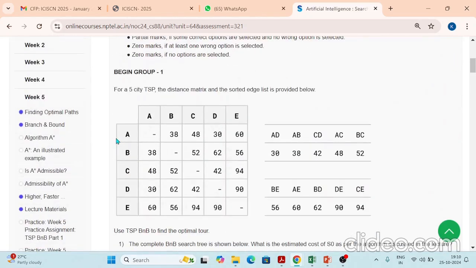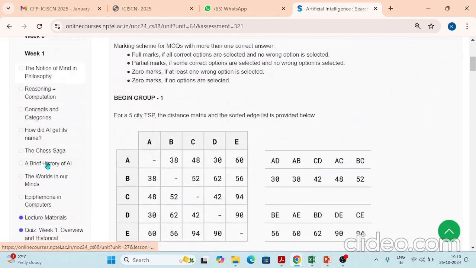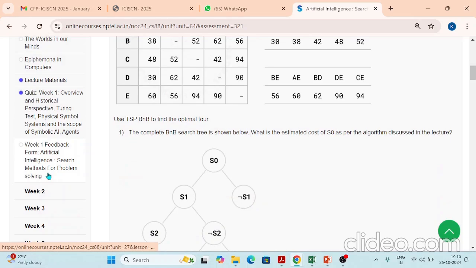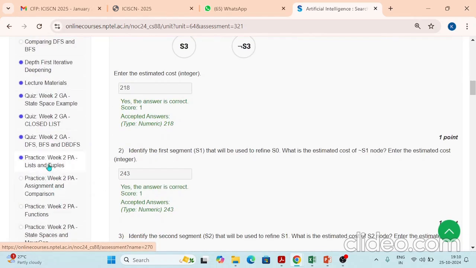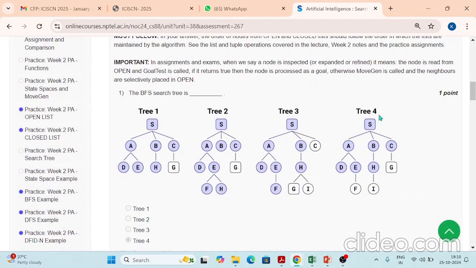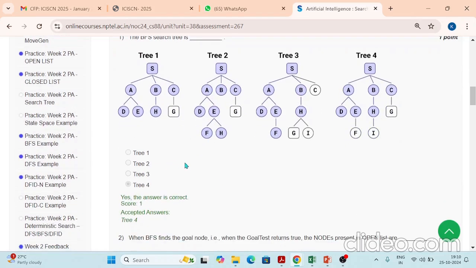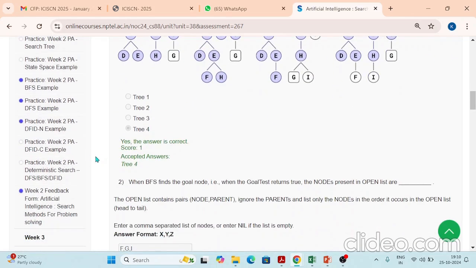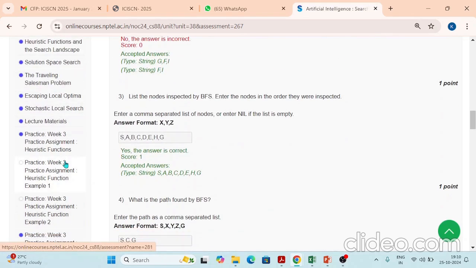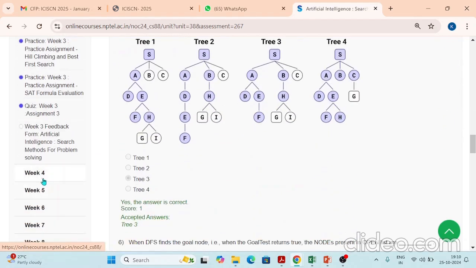Coming to the questions, week 1 is entirely theory questions only, which you need to remember. In the second week, the same type of questions are asked. If you see BFS and DFS, they ask this type of questions. There is a BFS search tree, no? Which is the BFS search tree? Concentrate more on this type of problems. Coming to the algorithms: BFS, DFS, DFID.